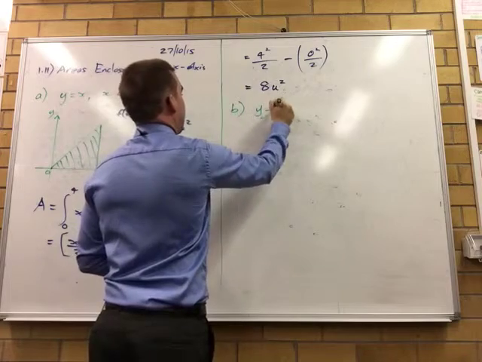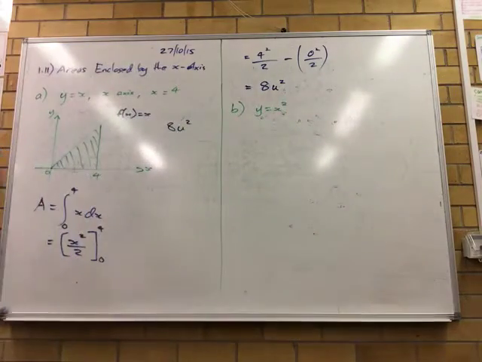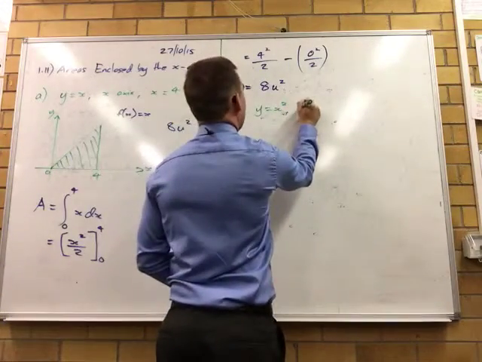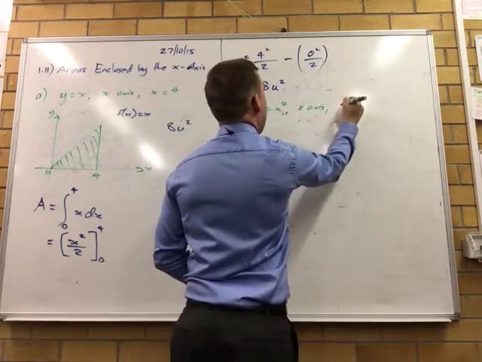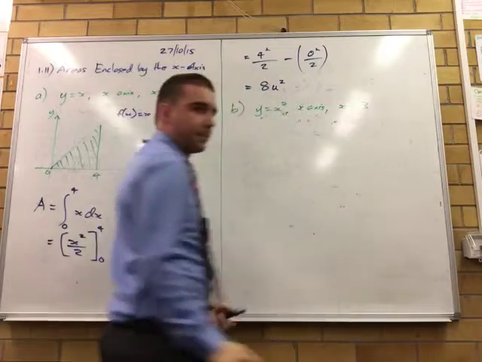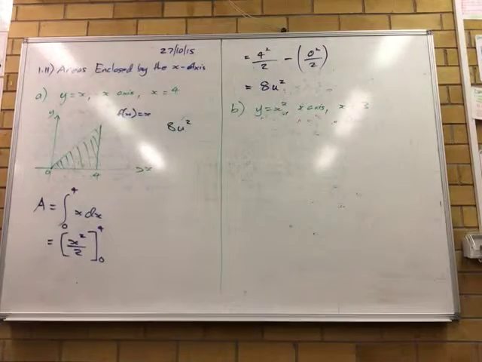Right, next one: y equals x squared, the x-axis, and the line x equals 3. So they're the bounds. We need to find the area enclosed by those conditions.